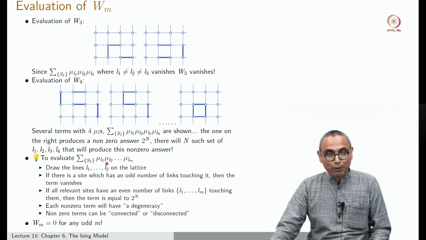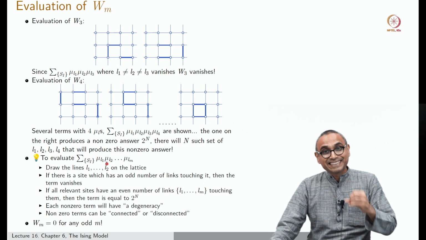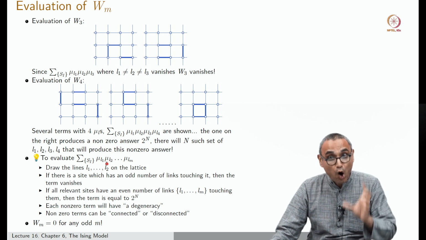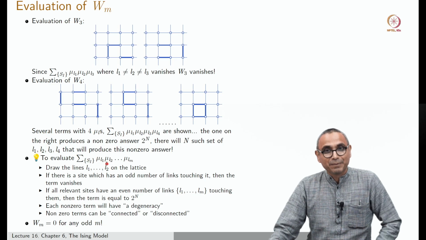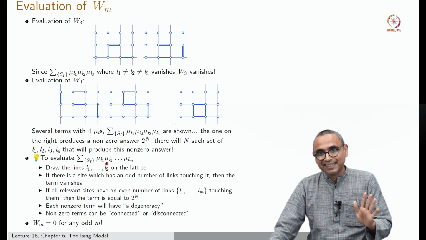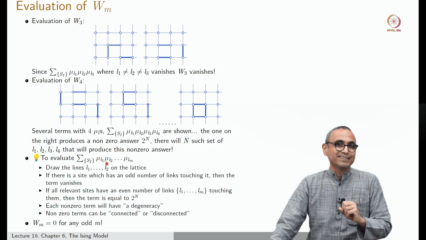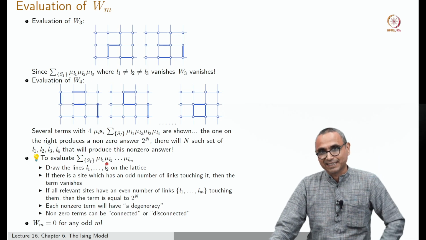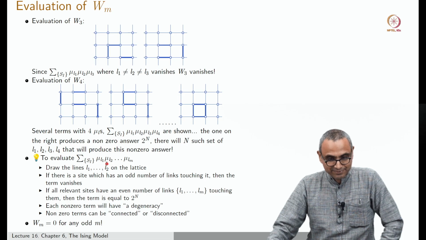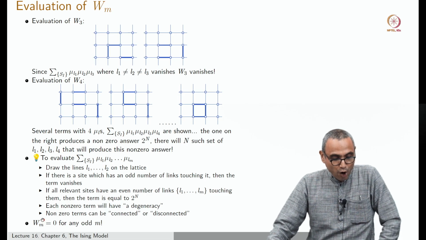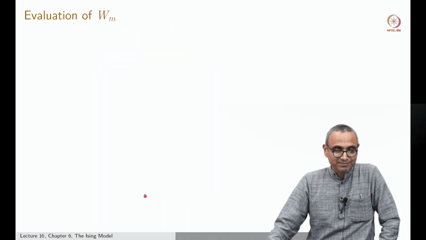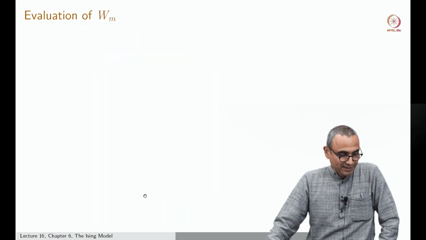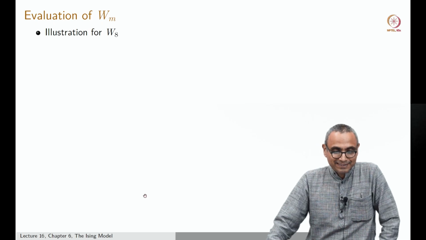Because of all these properties, every instance I am summing over link configurations of an odd number of links, I will always get 0. Because if I have an odd number of links, there will certainly be a site which has an odd number of links touching it. Okay. So all WMs for M odd are 0. Okay. Now we have to evaluate these WMs.